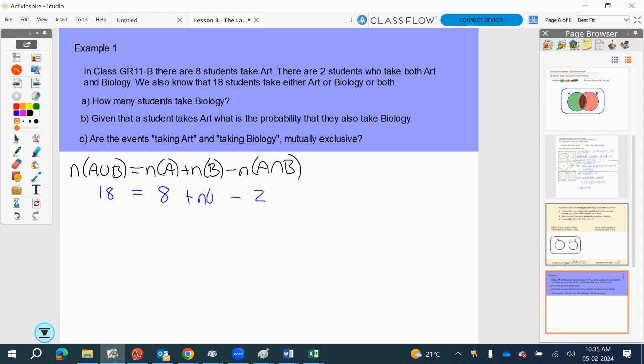Can we just put this in? Easy enough. How many does that leave for the number of elements in B? It'll be 12. I'm getting 12. I'm getting 12.